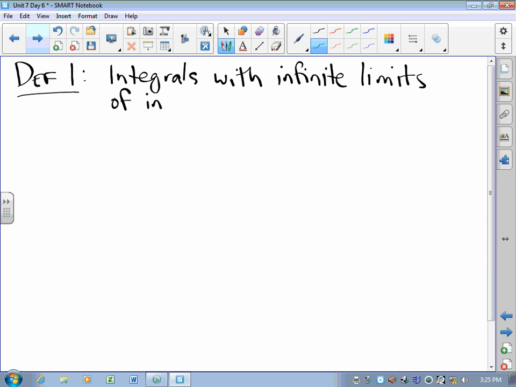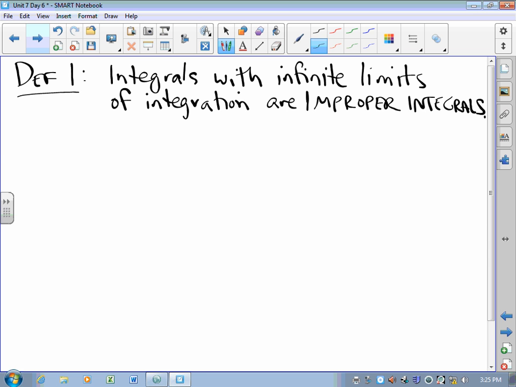Integrals with infinite limits of integration are improper integrals. If your integral goes from a number to infinity, from negative infinity to a number, from negative infinity to infinity, all of those are improper integrals. And how we handle them is actually pure genius. We say, I don't know how to deal with the infinite, but I know how to deal with the finite. So we'll deal with the finite.